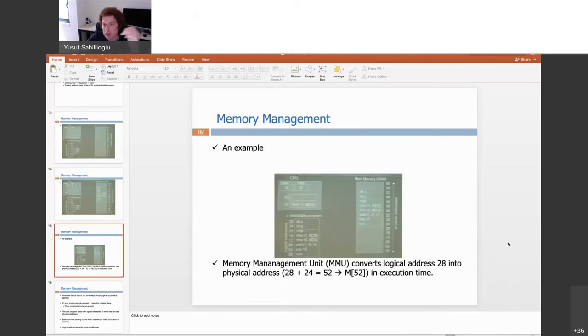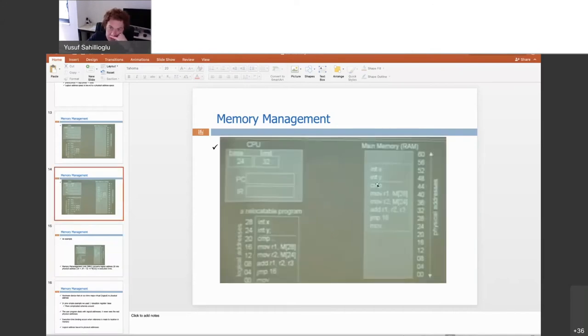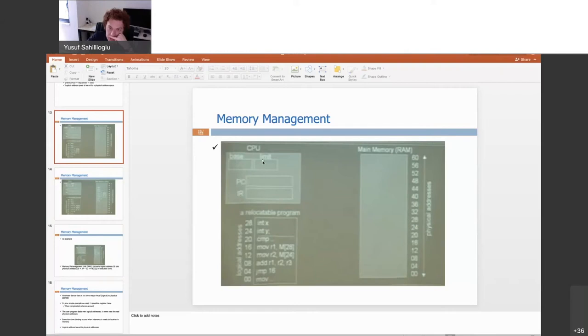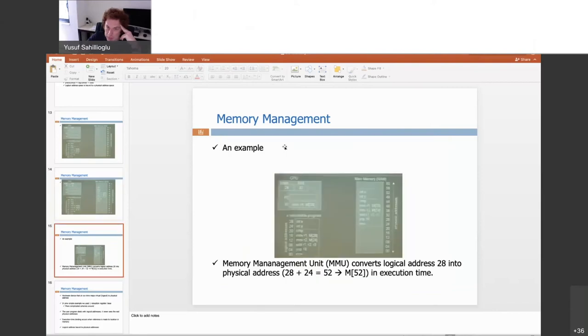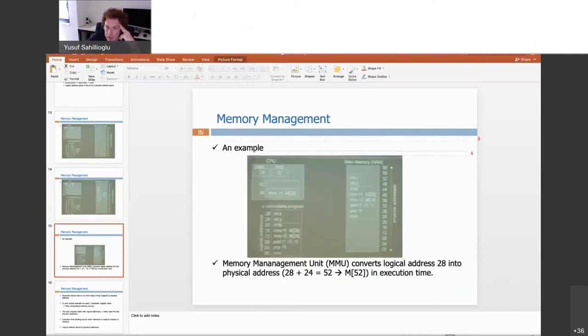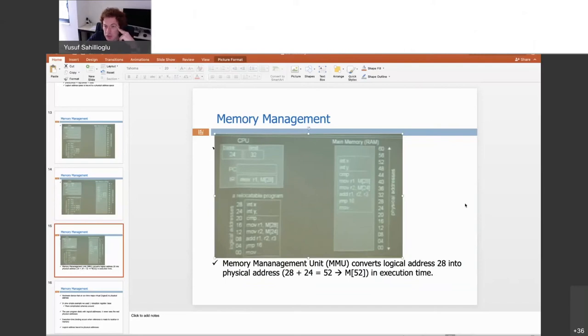Actually, this is about it. And what happens on the CPU side: once you move this logical address space into physical address space, you need some base value which is stored in the CPU at all times, as long as this process is scheduled to run in the CPU. So 24, you must remember this. Also the size of the block, which is 32. And IR here is the instruction register, whatever instruction is being executed is written here.